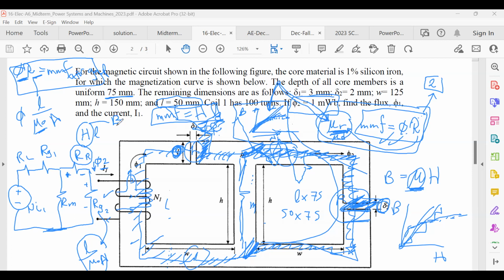Do we have the B? Yes, because you have the flux. So if you have the flux divided by the area, you will get the B. From the BH curve, you can get the H. That's it.